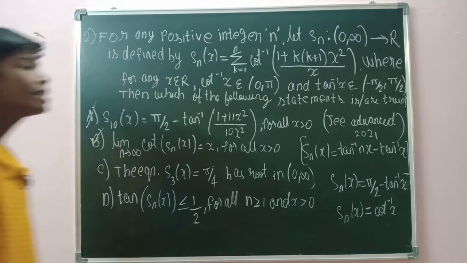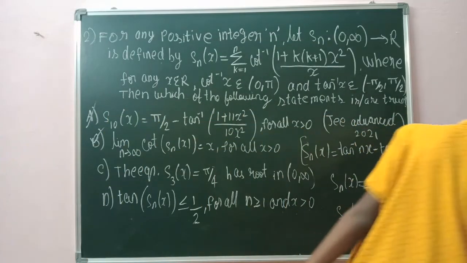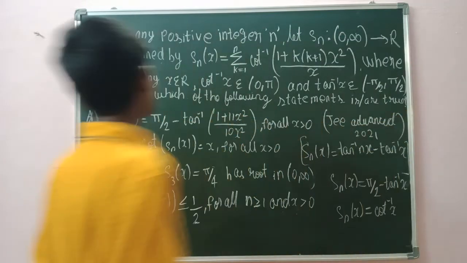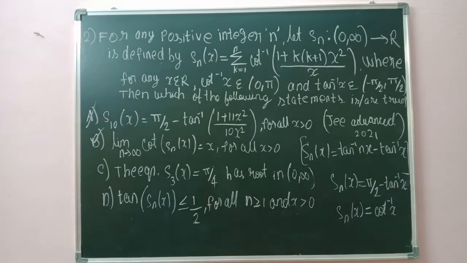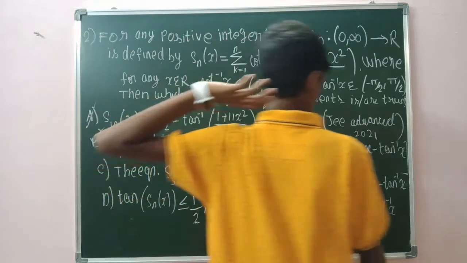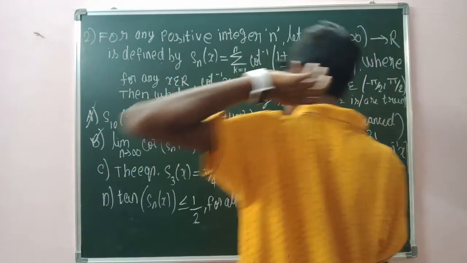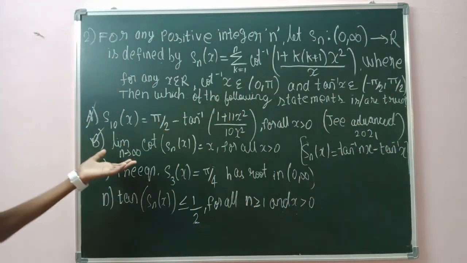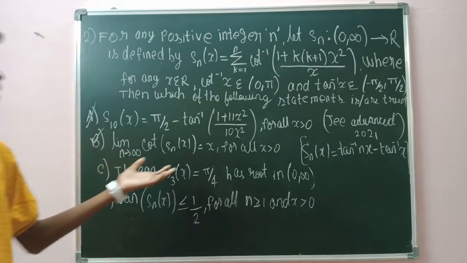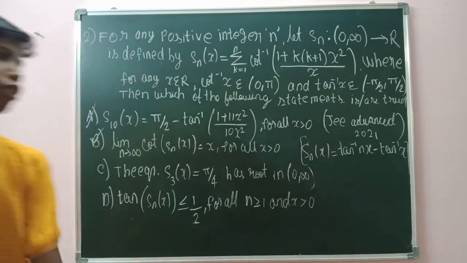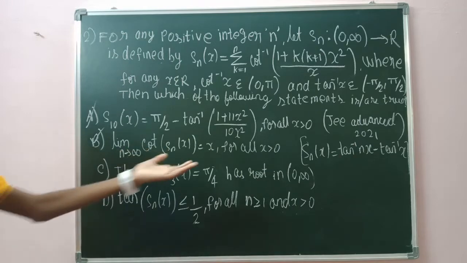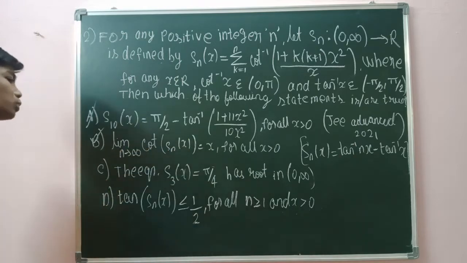So now let us go on to the next one. Guys, this is not a very tough question. Don't feel it's a very tough question because it looks very scary or looks very big. It's such an easy one. So don't ever do like that. So for option B, when you put n as infinity, you will get pi by 2 minus tan inverse of x, that is your cot inverse of x. So cot of cot inverse of x will be x. So then of course your option B is correct.